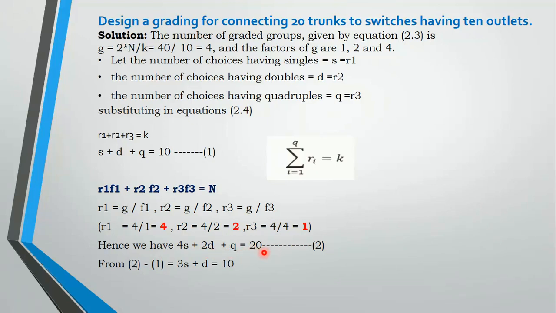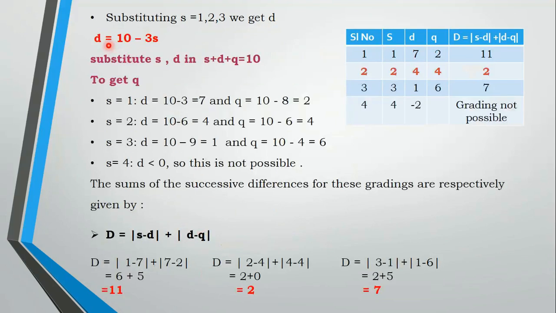The thing is, to write your grading diagram, you need to find how many singles there are. For that purpose we need to reduce to one form where we have only 2 values, so that you can assume one value. To do that we'll subtract the equations. So 2 minus 1: 4S minus S is equal to 3S, 2D minus D is equal to D, and Q gets cancelled, and 20 minus 10 is equal to 10. You'll get this equation. If you go on assuming the number of singles, easily you can find the number of doubles. The equation is rewritten here: D is equal to 10 minus 3S.